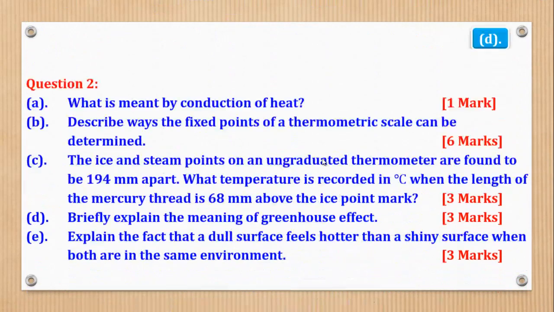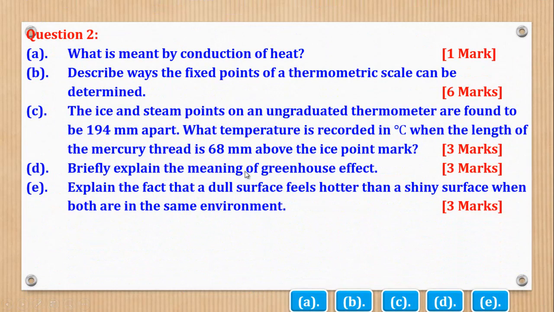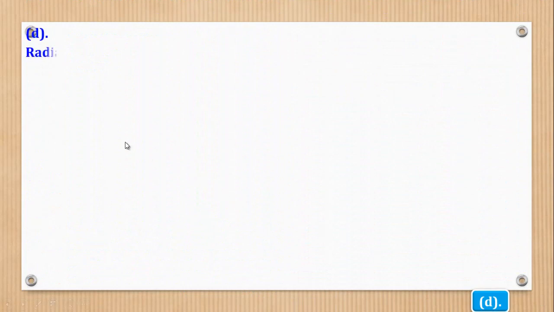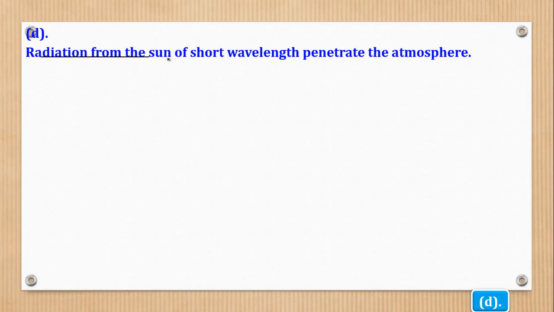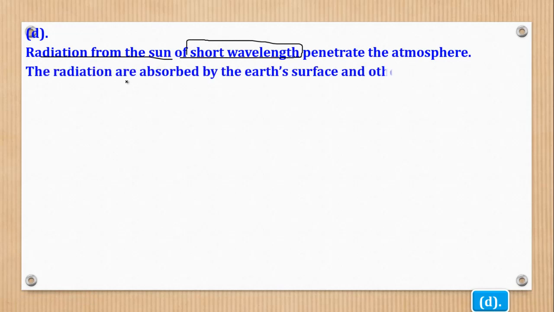Then part D says briefly explain the meaning of greenhouse effect. So you start by saying that radiation from the sun of short wavelength penetrate the atmosphere. Okay, the radiation are absorbed by the Earth's surface and other objects become warm.